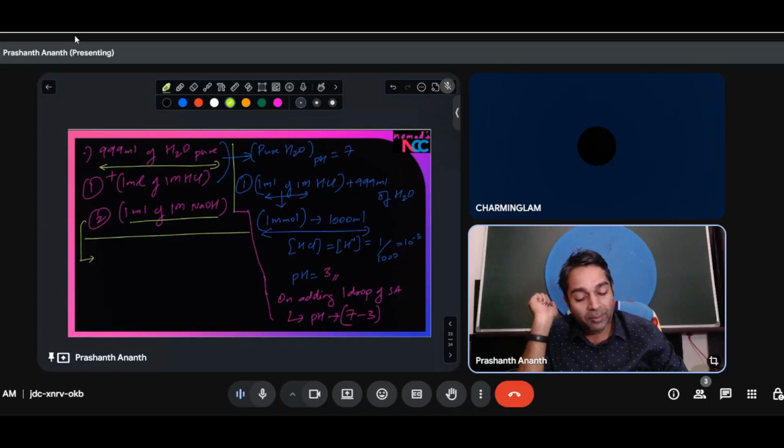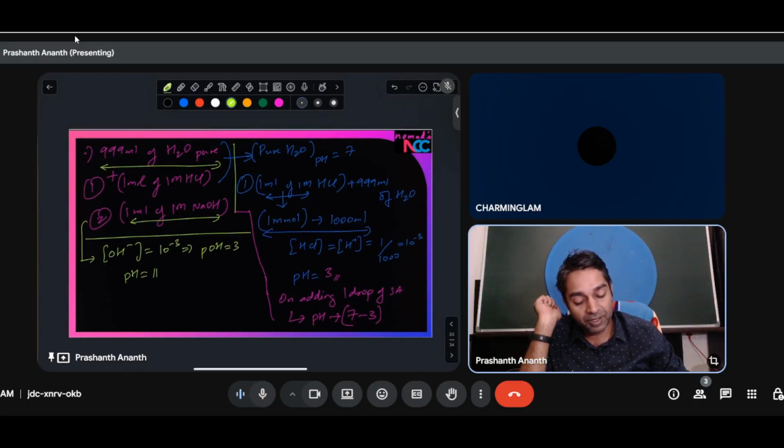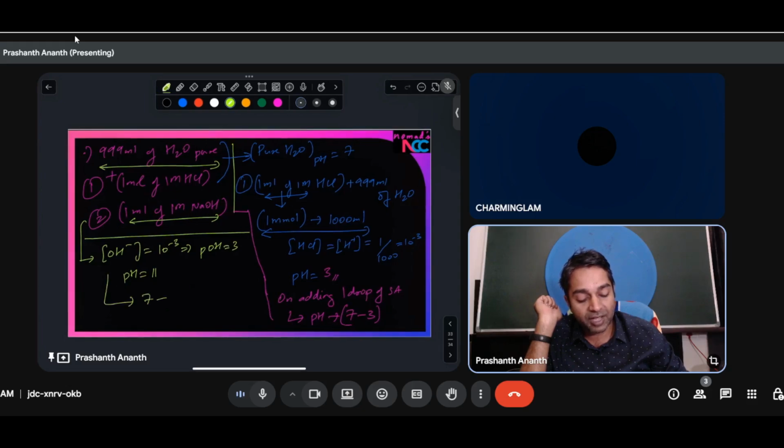Anyway, now 1 ml of 1 molar NaOH. Let's look at this now. If I'm adding 1 drop of 1 molar NaOH, what is that going to do? Same thing. OH minus concentration will be equal to 10 power minus 3, which means we'll end up having pOH equal to 3, meaning pH will be equal to 11 in this particular case. We have had a sharp change from 7 to 11.